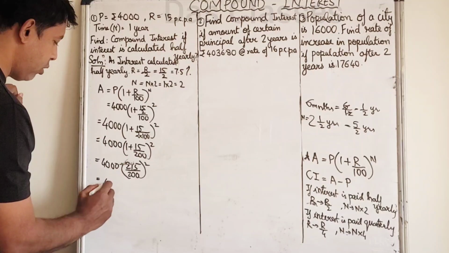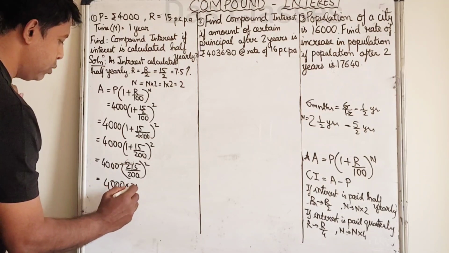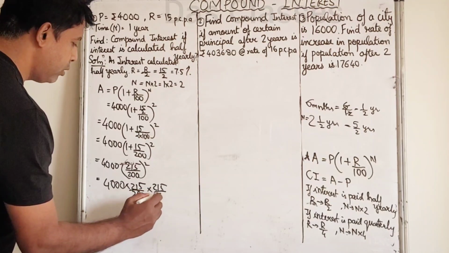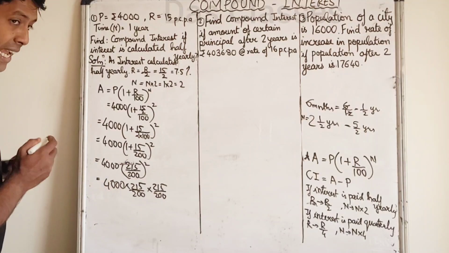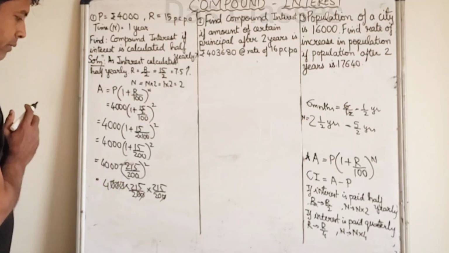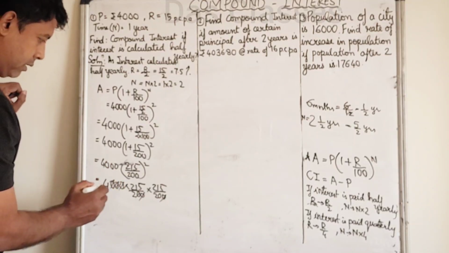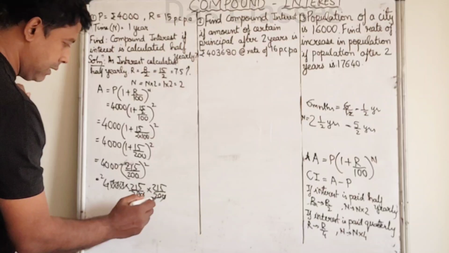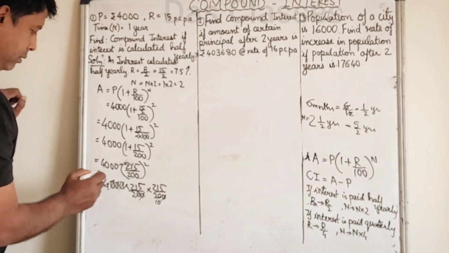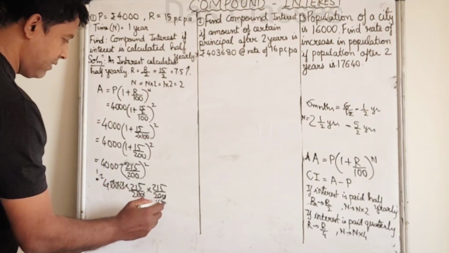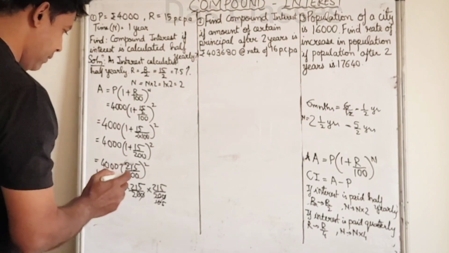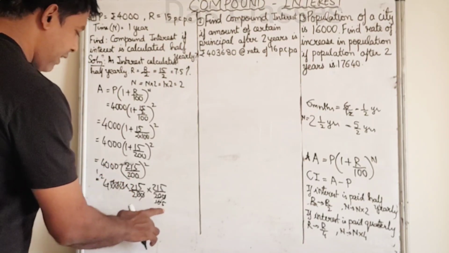So ultimately what we have got is 4000 into 215 upon 200 into 215 upon 200. Now what is cancelable? Divide 1 0, another 0, another 0, and this is going to be 2 2s are, and 2 10s are, and so 2 1s are and 2 5s are, so we have got a 2 over here and a 5 over here.